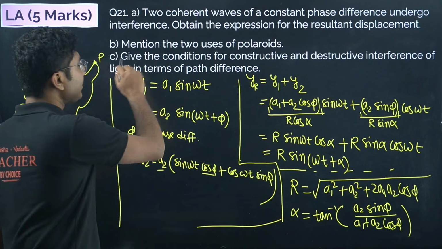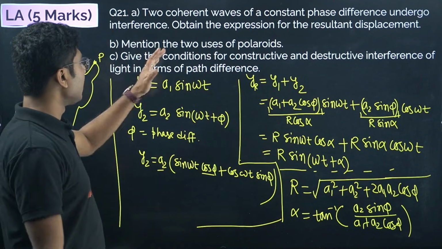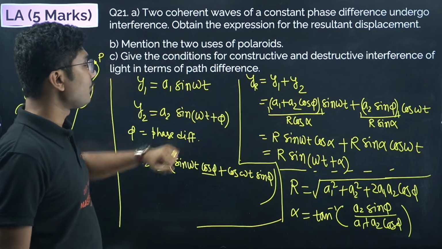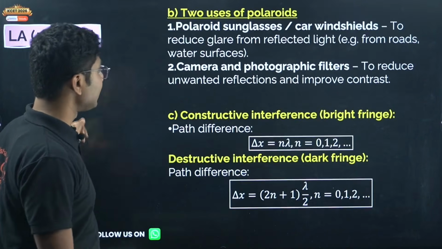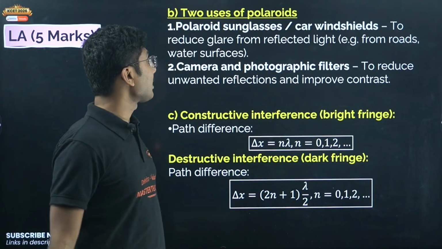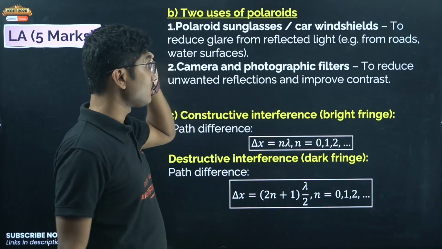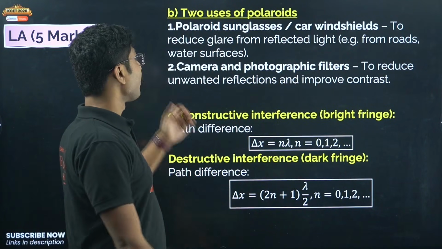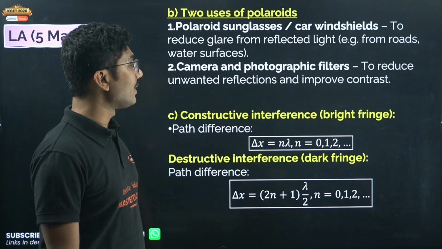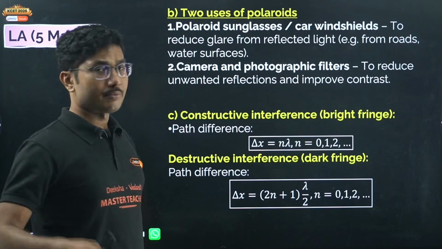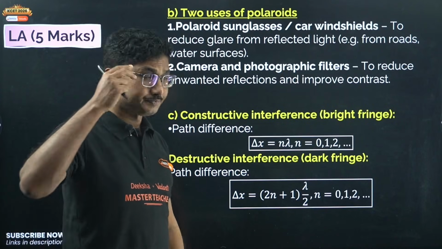Second question is mention two uses of Polaroids. Third question is give the condition for constructive and destructive interference. Let's see. Two uses of Polaroids are: Polaroids used in sunglasses or car windshields, okay, to reduce the glare from reflected light from roads, from water surfaces, from sun.